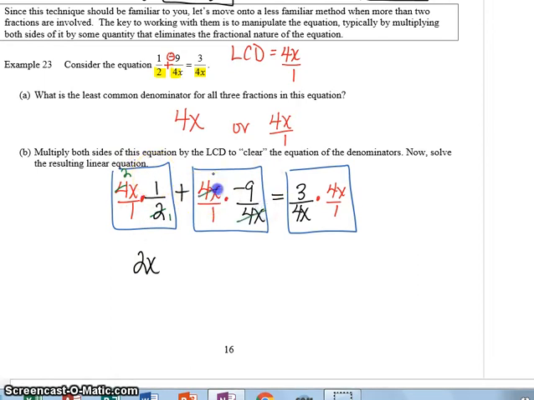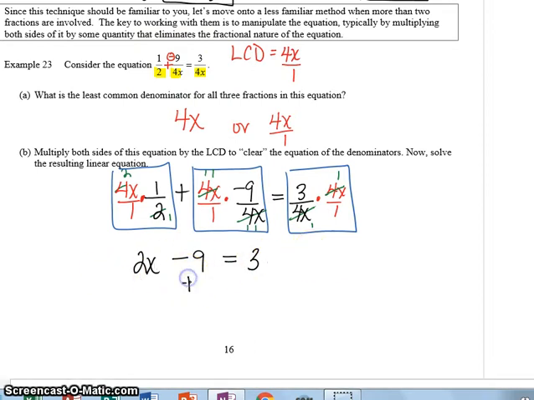The second blue box, the 4x's are gone. You could do them separately or together. And you're really just left with a 1 times negative 9 all over a 1 times 1 times 1, so you're left with a big minus 9. Carry the equal sign down. And the same thing in the last box. The 4x's cancel, and I'm really left with a 3 times a 1, which is 3. This crazy looking fraction minus a fraction equals another fraction is a simple multi-step linear equation.